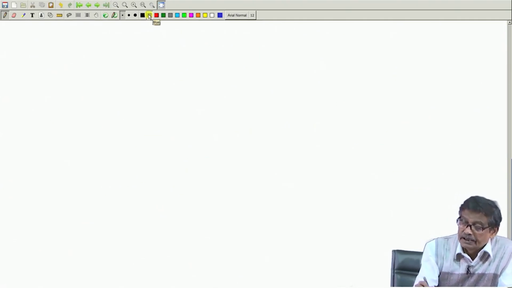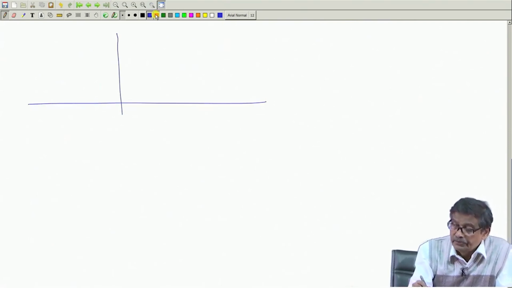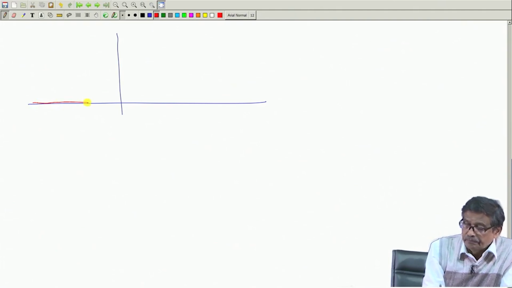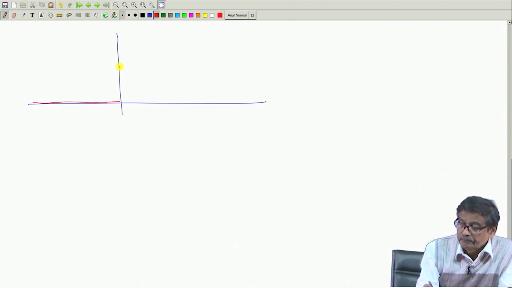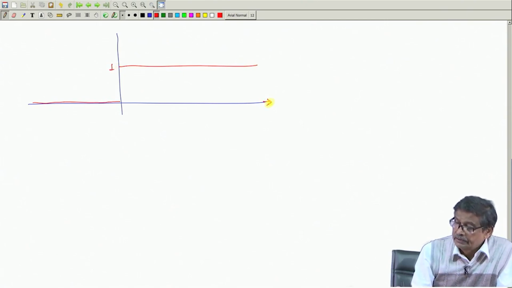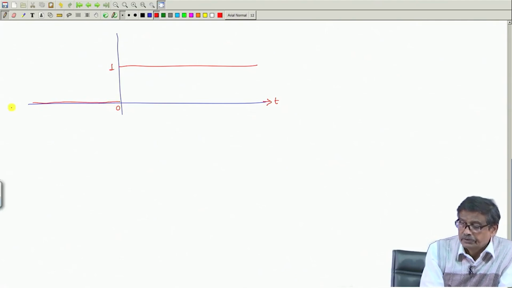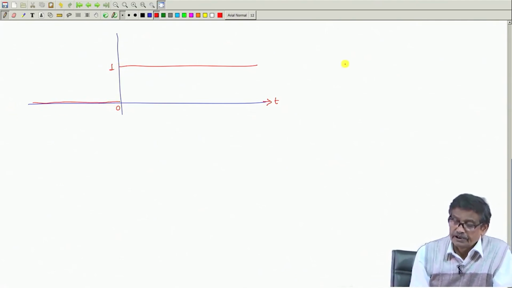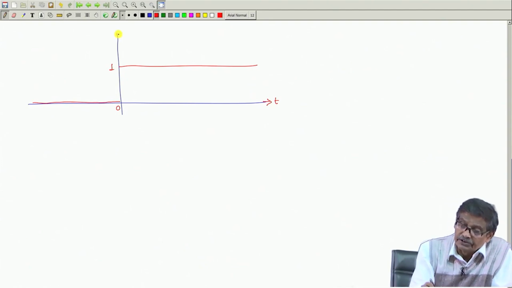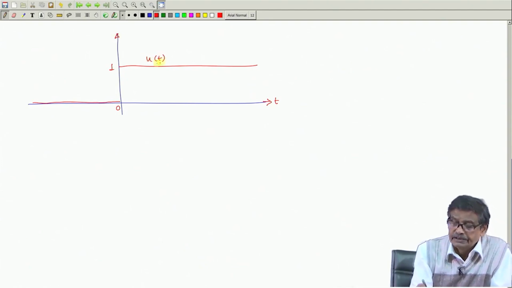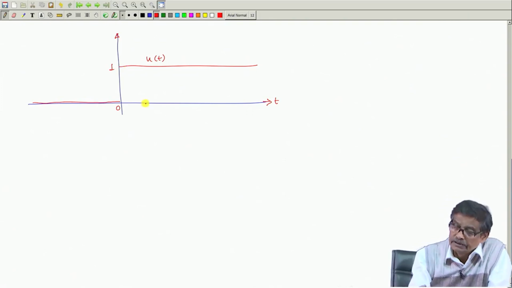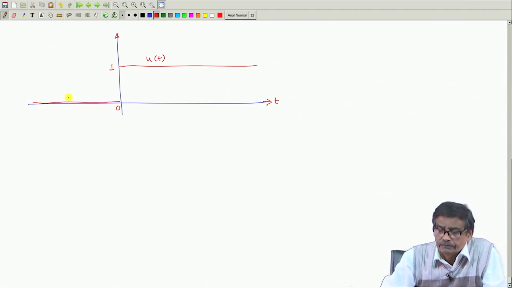So, the problem was, once again I redraw it better. This is a unit step function, with magnitude 1 and this is your time, this is your 0. And u(t) we know is 0 for t less than 0 and equal to 1 for t greater than 0. Now, is this function u(t) even or odd? Neither even nor odd, because at any positive t it is plus 1, and at negative t it is 0.